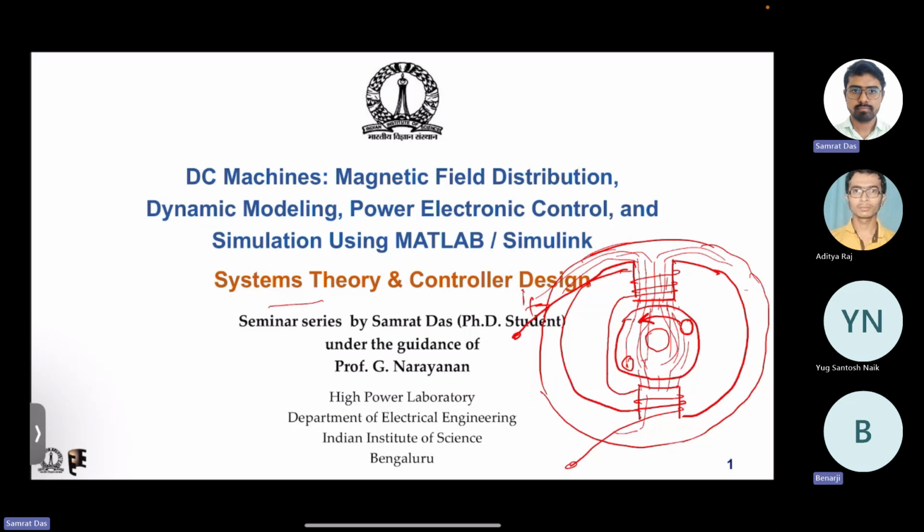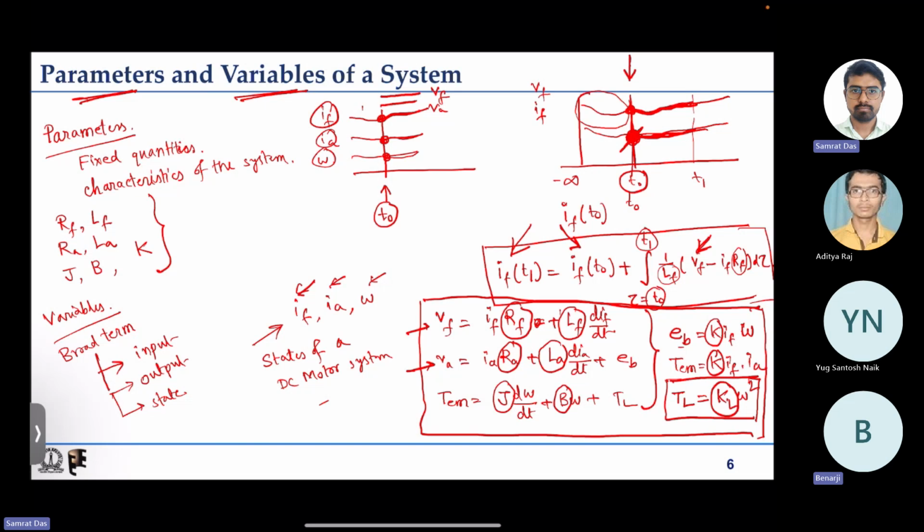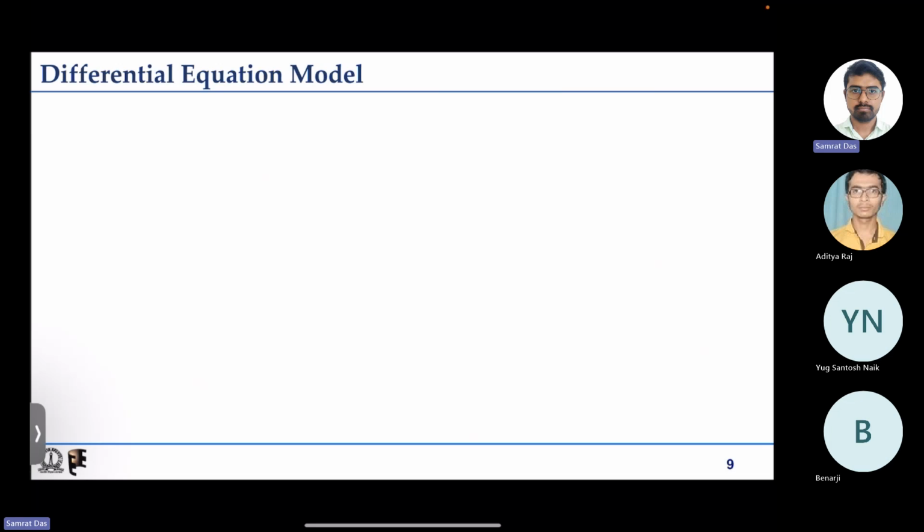So, for designing of the controller, why do we need mathematical models? We can discuss in the next class, but when we design controllers, we'll see that we need the model. Overall, what is a controller supposed to do? Suppose you have a system, a DC machine. You are applying a voltage. There is a speed. So what is the role of a controller?